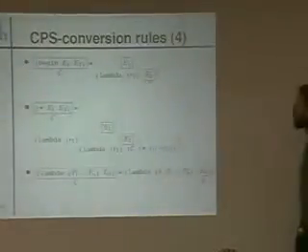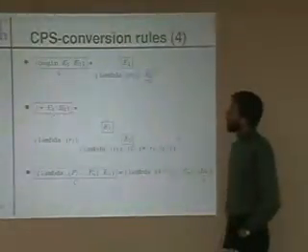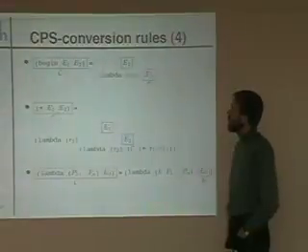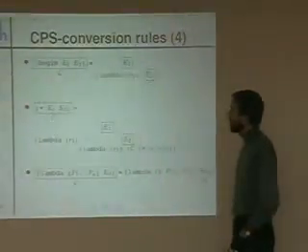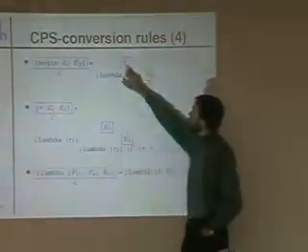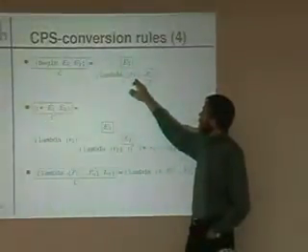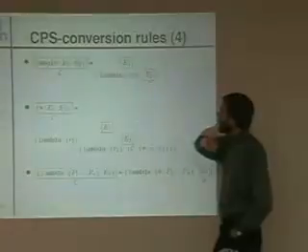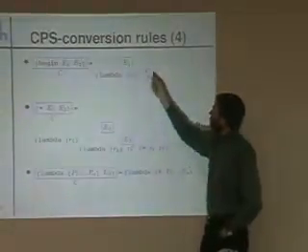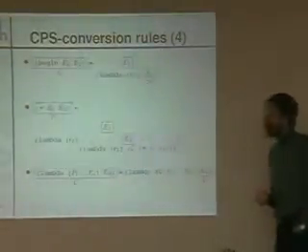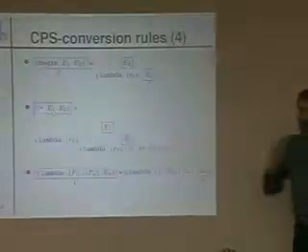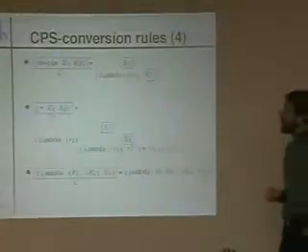Begin evaluates E1 and then evaluates E2, returning the value of E2. So we CPS convert E1, and the continuation of this is a lambda expression that receives in R1 the result of E1, and then we keep going with the evaluation of E2 within the continuation C.